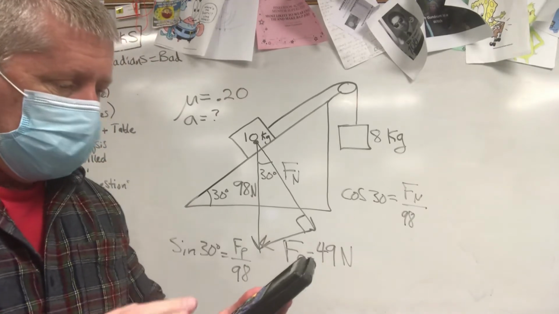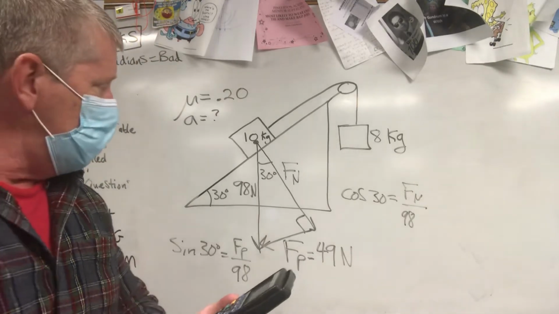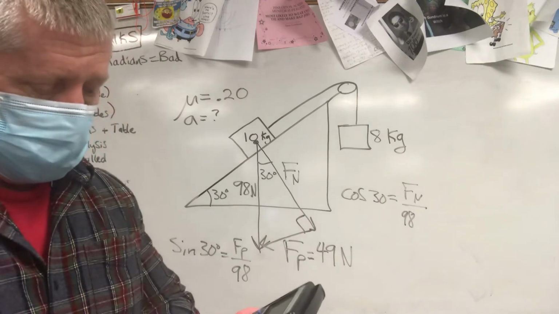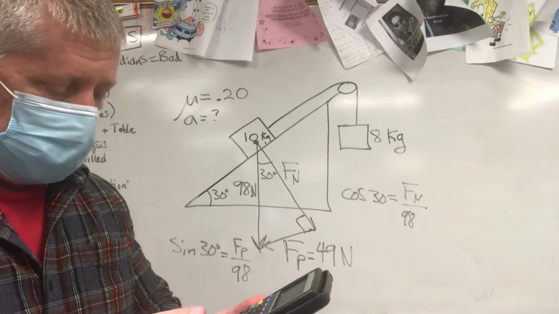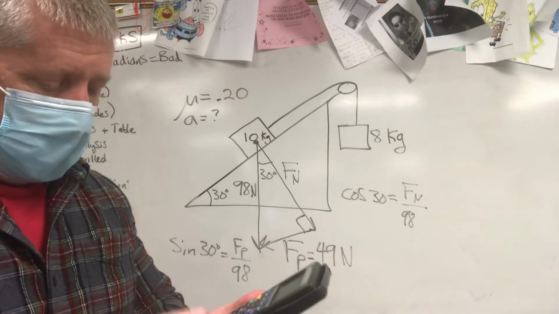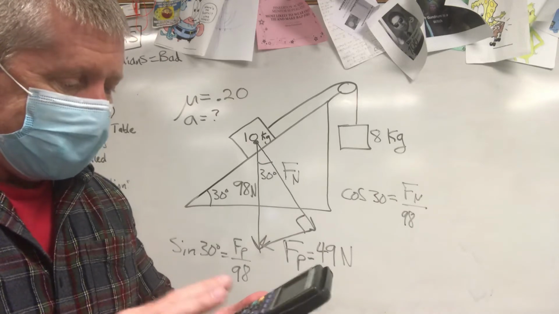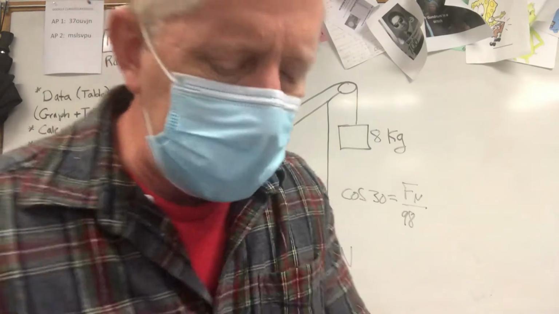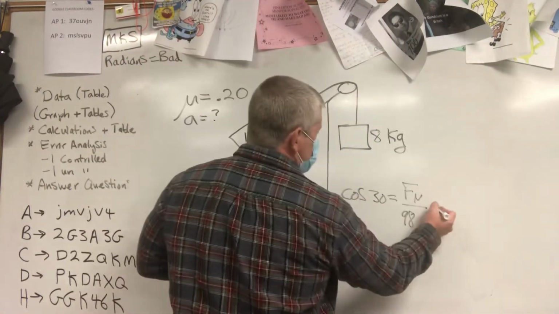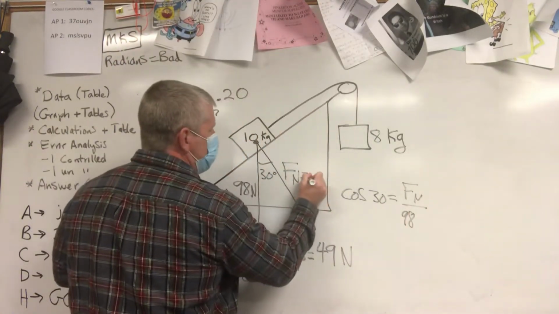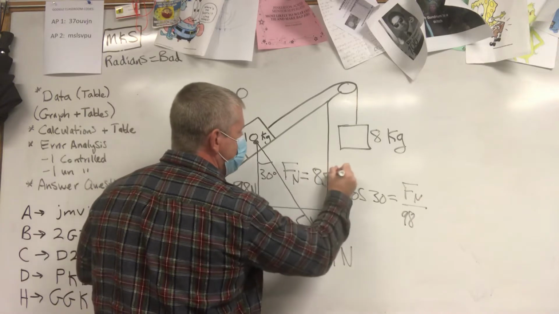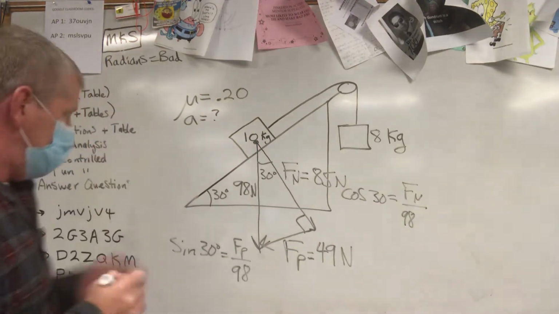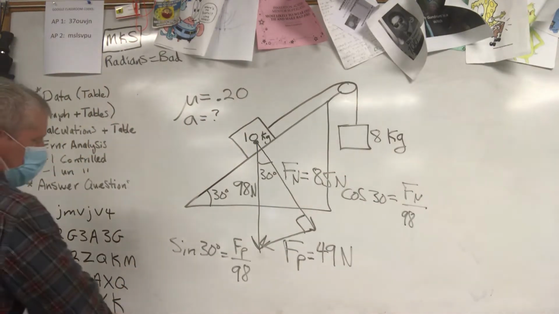Oh, it's yelling at me. Your batteries are low. So let's see. Cosine 30 times 98, we get 84.8. We'll make it 85. Call it 85. So this comes out to be 85. So Fn is 85 newtons. Okay. So clean this up a little bit.